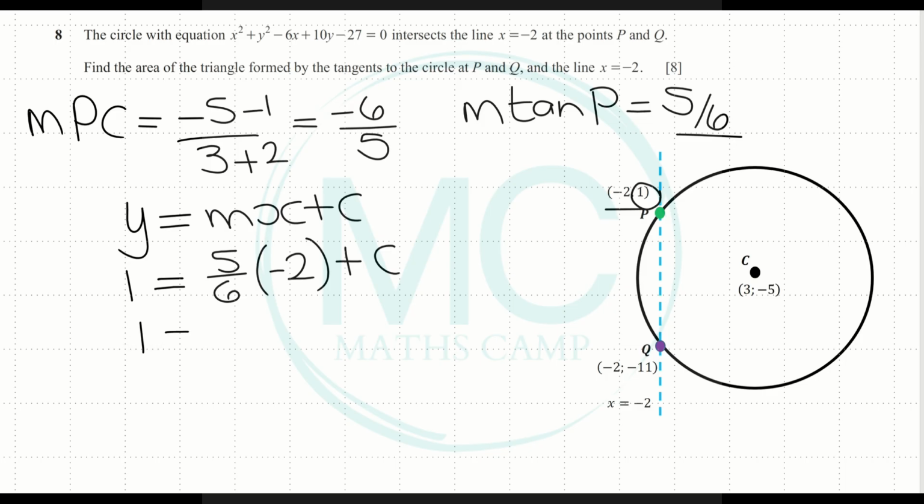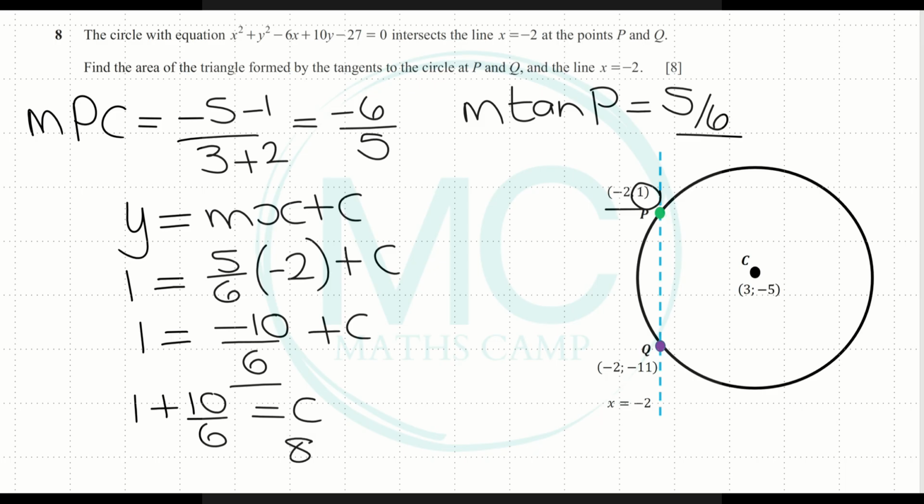Now I have 1 is equal to -10 over 6 plus c. To find c, we're going to move this to the left. 1 plus 10 over 6 is equal to c. And we see that c is equal to 16 over 6. Simplify, and we get 8 over 3.